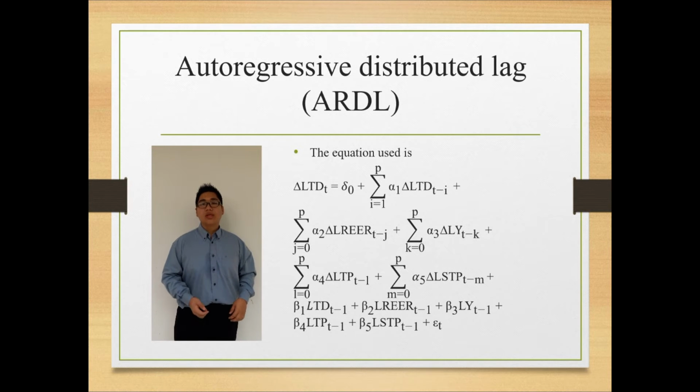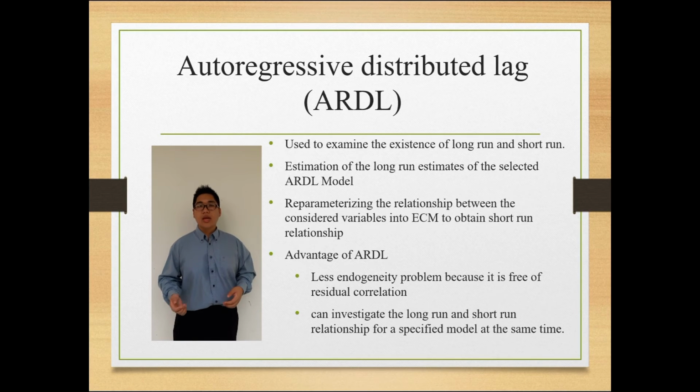Next, we will use the ARDL model to estimate the long run and short run relationship. By using the ARDL model, we are able to achieve our objective, which is to estimate the relationship between tourism and the exchange rate in the short run and long run. First, we will estimate the long run relationship by using the specific ARDL model. After that, we will reparameterize the considered variables into the error correction model, ECM, to obtain the short run relationship.